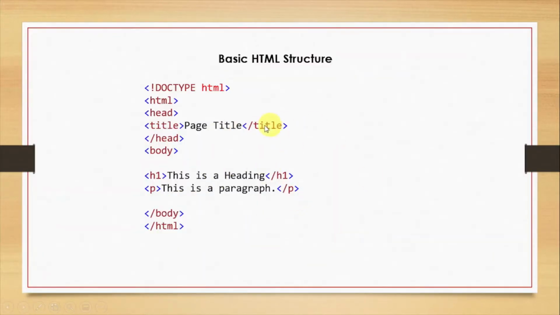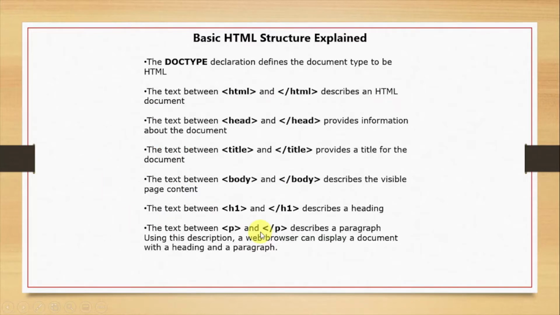This is the basic HTML5 structure. It has the doctype, the html, the head, the title, the body, and some H1 and P tags. This is a simple explanation of what we looked at earlier. The doctype declaration defines the document type to be HTML, so it tells the code editor that we are going to be coding in HTML5, or simply HTML. The text between the html tags describes an HTML document. Because of time, we are going to be moving on.